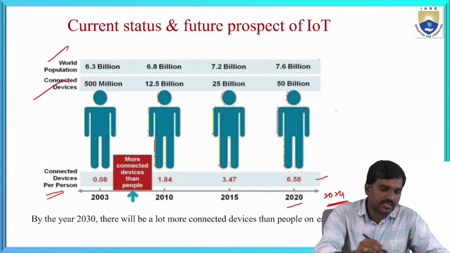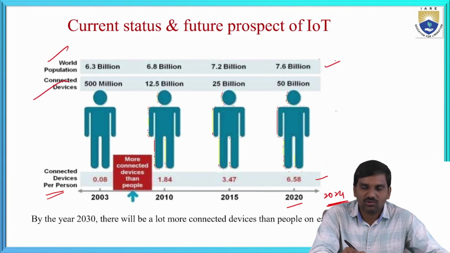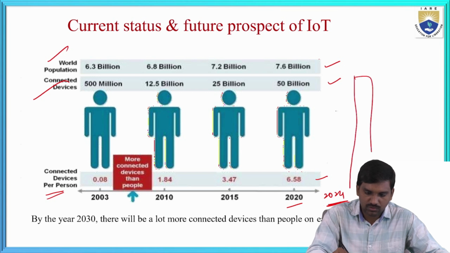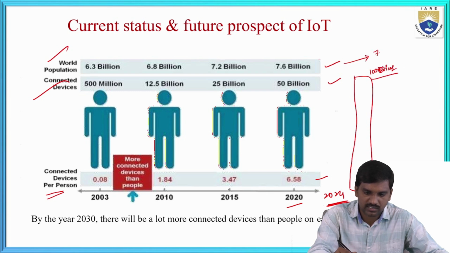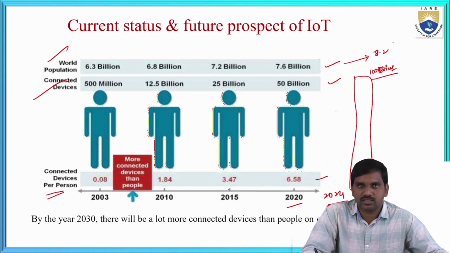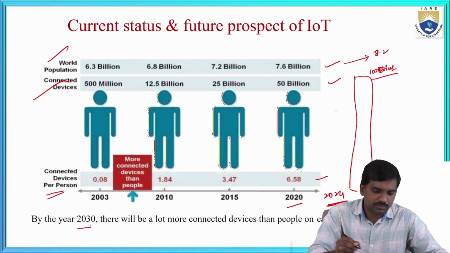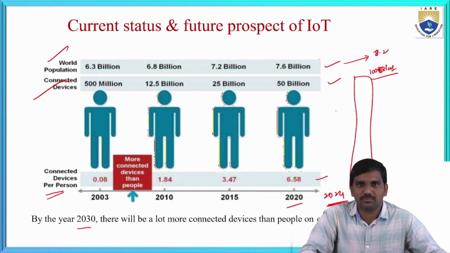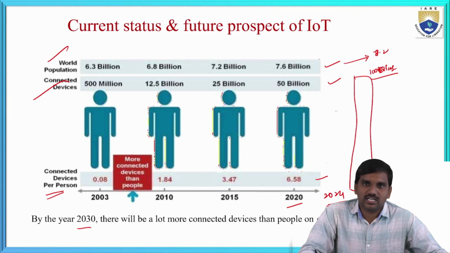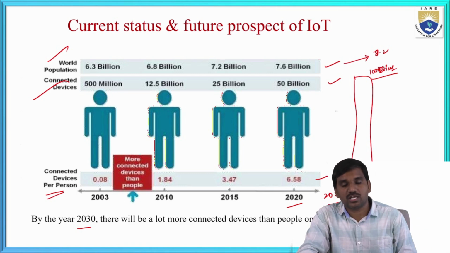This is the world population versus connected devices. Up to 2020, the world population was 7.6 billion, but 50 billion devices were connected to the internet. We are in 2024, and almost 100 billion devices can connect to the internet. The population will grow to maybe 7.8 billion, so there will be a lot of devices connected per person on the earth. By 2030, there will be many more connected devices than people on the earth. So this is the current status and future prospect of IoT.